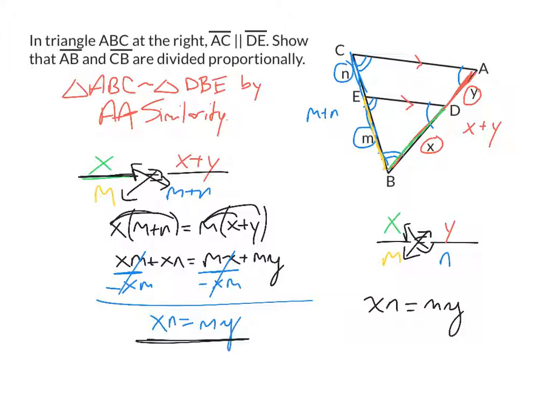So what this means is we are allowed to do a proportion with parts of a triangle and not even the whole side length, right? Y was part of a triangle, n was part of a triangle, it wasn't even the whole side length of AB or CB. So let's put this to use.